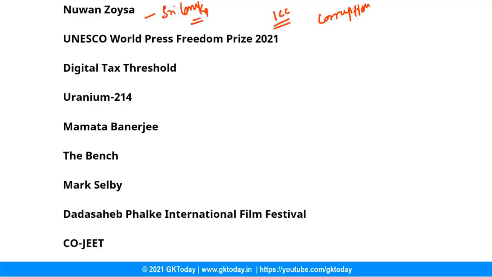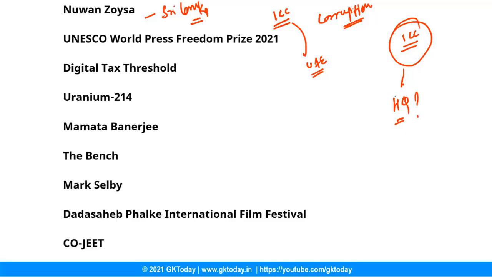ICC is International Cricket Council. Headquarters is in UAE. There's one more ICC, International Criminal Court. Answer in comment box where is its headquarters and whether India is a party to International Criminal Court. Actually, this is backed by Rome Statute.